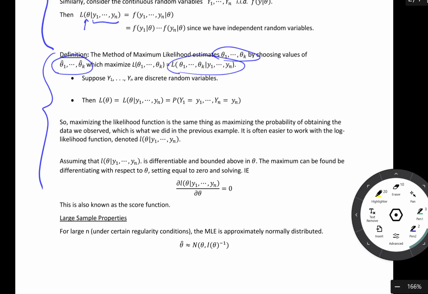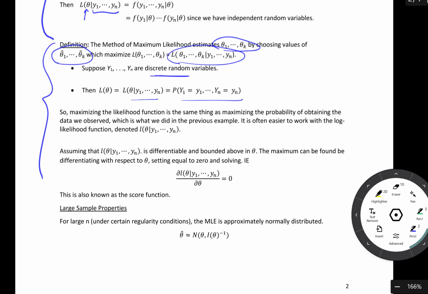So suppose that y1 through yn are discrete random variables. Then just as a reminder, the likelihood is equal to the probability. So maximizing the likelihood function is the same thing as maximizing the probability of obtaining the data we observed, which is what we did in that previous example.